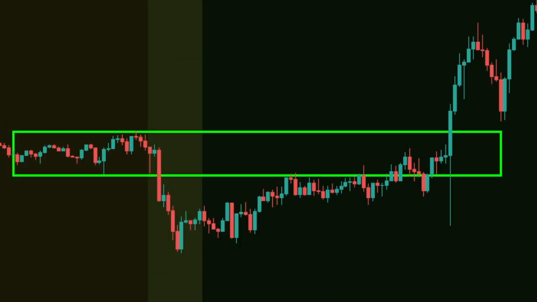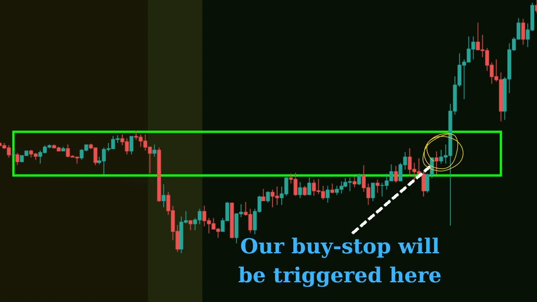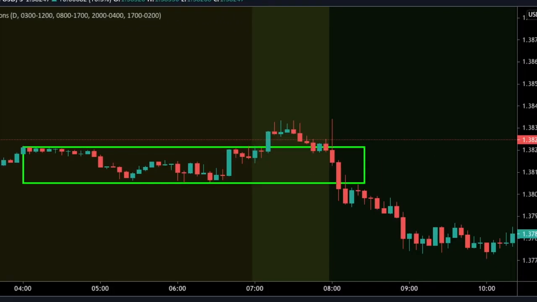You can see that the price moves inside the range at the last hours of the Asian session. But as soon as the London session starts, the price moves below the range. Once we see a candle that closes below the range, we will set a buy stop order at the middle of the range. That means, our long position will be opened only if the price returns to the middle of the range. I want to show you a short setup before finishing the video.